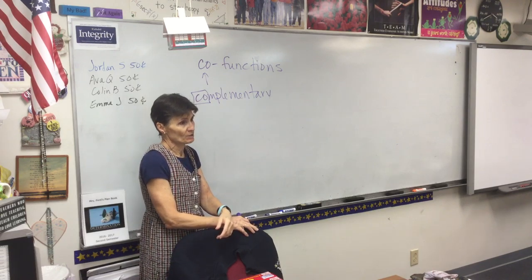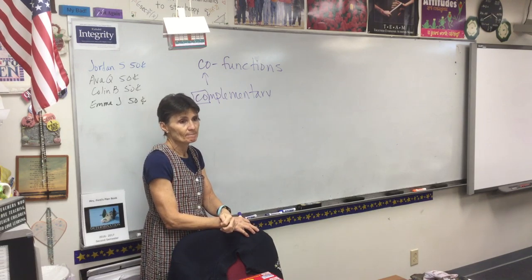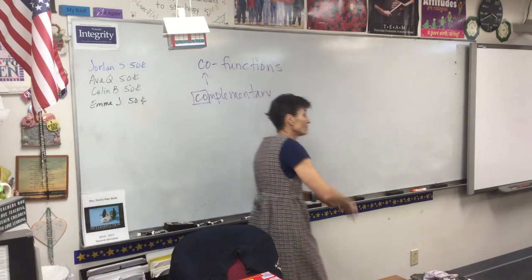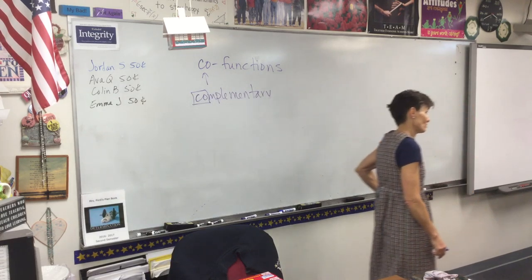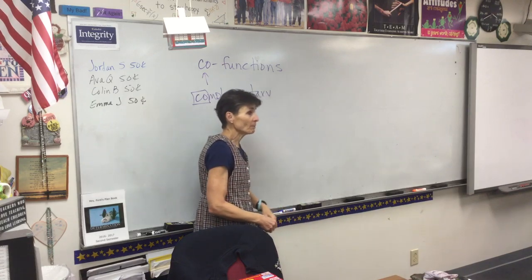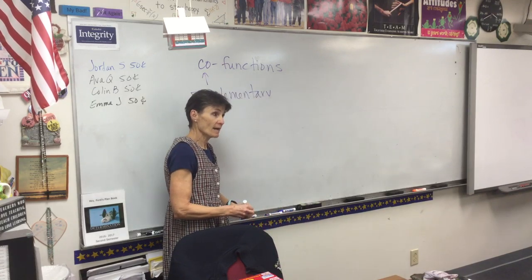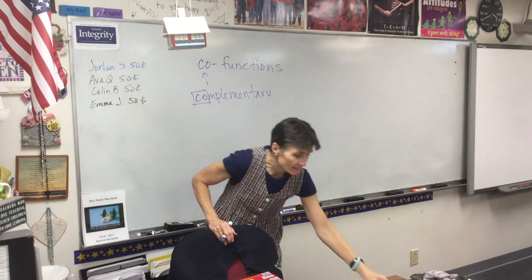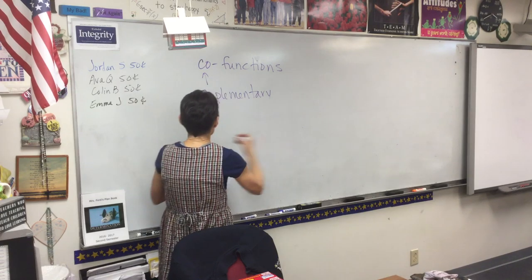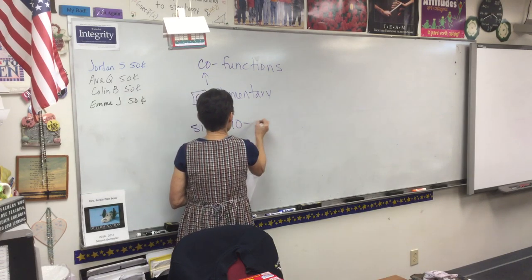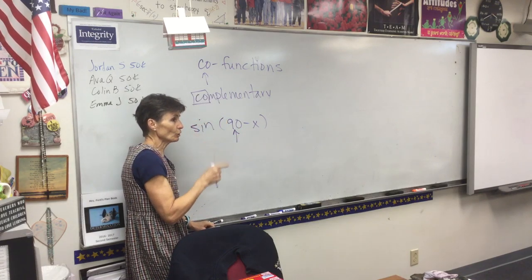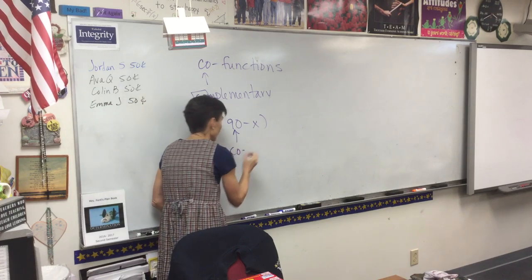Who remembers from geometry what complementary means? Angles that are complementary. Close, it's the 90. The other one's supplementary, which is the 180. Complementary means they add up to 90. Okay? So if you see a 90 in the problem, like look at the third one down, it says sine 90 minus x. When you see the 90, that is your clue that it is a cofunction.